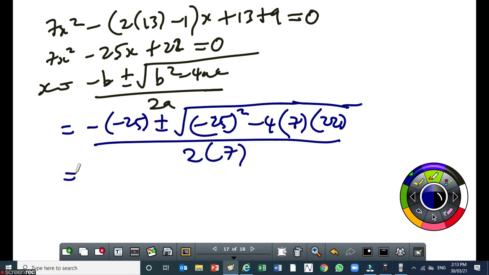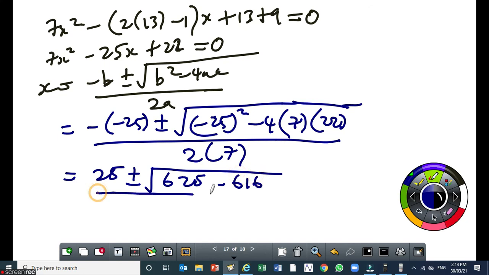Now, this will give me 25 plus or minus. What is 25 squared? That's 625. Am I right? I think so. Right. Then 22 by 4 gives me 88. What is 88 times 7? 8 times 7... 616, all over 14. Now 625 minus 616 will give me a 9. So this is quite interesting. So I'll get 25 plus or minus the square root of 9 over 14.